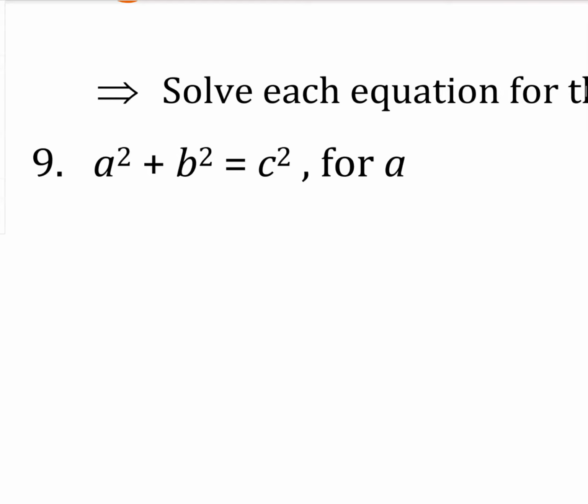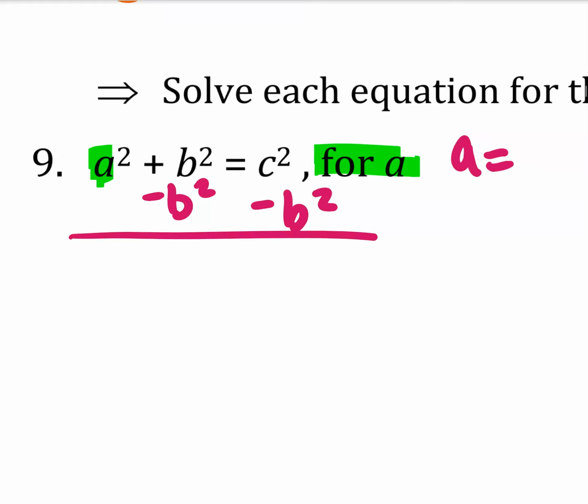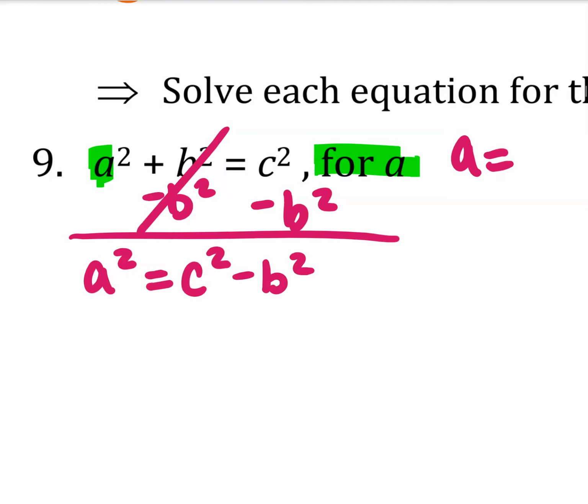It says solve each equation for the variable. So when it says for a, that means my goal is to get a equals. Let's say I don't have side a. That's a very realistic thing that might happen in Geo: you're missing a side. So we're going to move everything away from the a. I'm going to move the b squared over by doing minus b squared. So I have a squared equals c squared minus b squared.